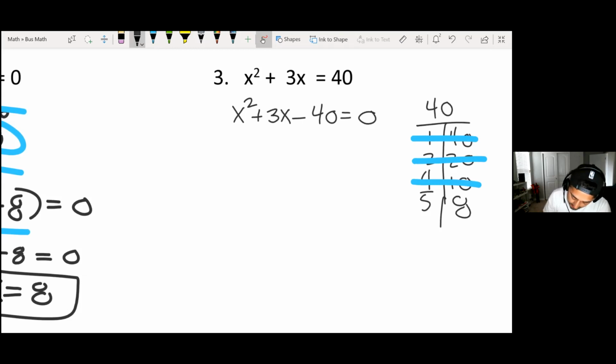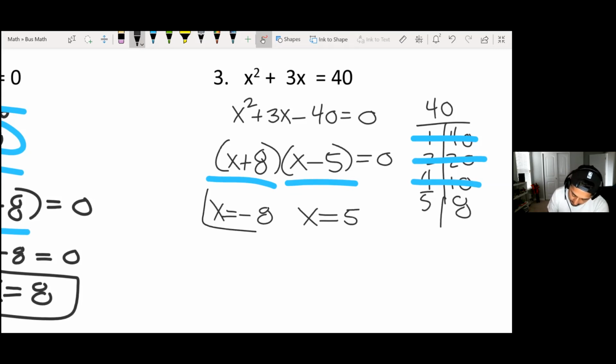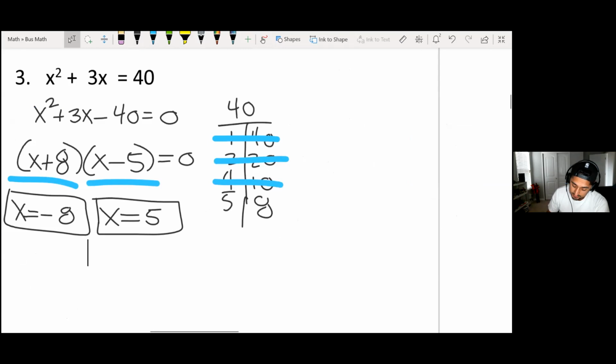And now follow your signs. Plus, minus are exactly that: x plus a number, x minus a number equal to 0. Since 3 is positive, the bigger number, 8, will also be positive, and there goes 5. Factored correctly, set both terms equal to 0, and x equals negative 8, x equals 5. There you go. All right, that's 3, nothing else after that.